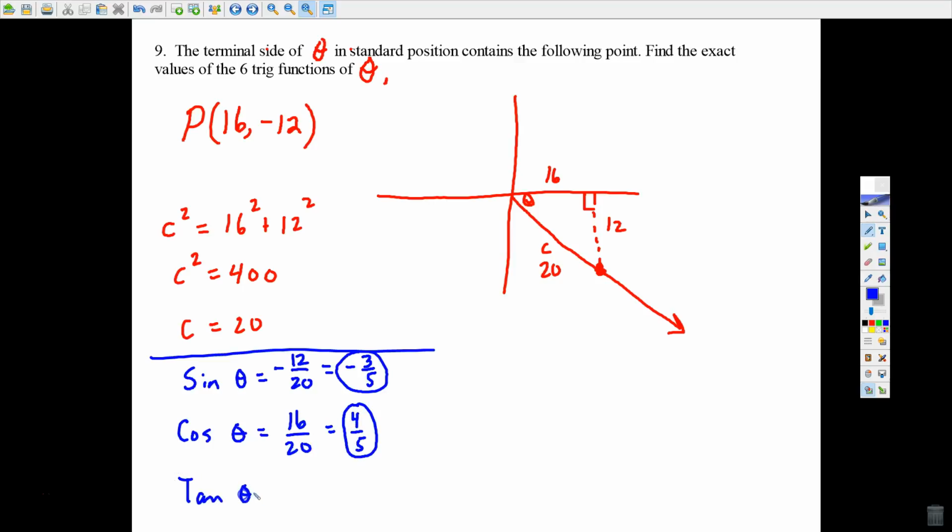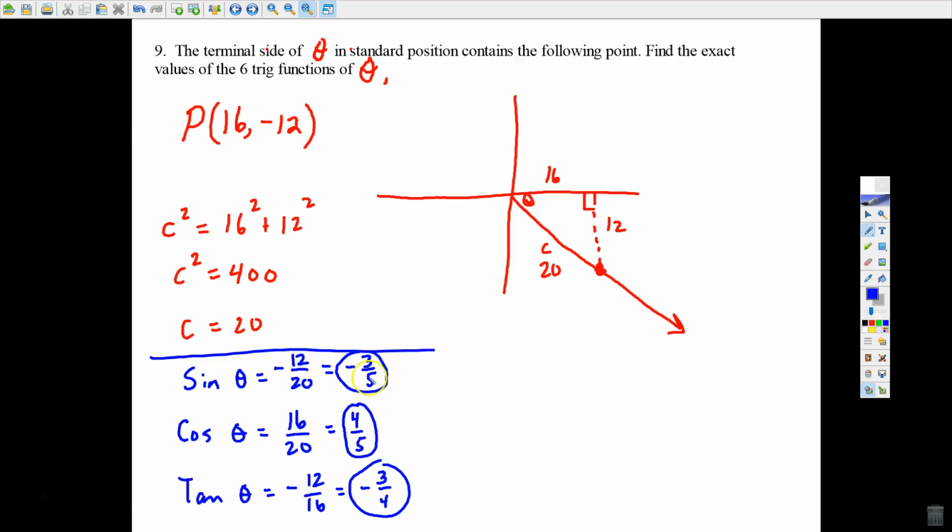And tangent is y over x, or in this case you can do opposite over adjacent, 12 over 16. And since cosine is positive and sine is negative, one of these is negative, the other positive. That means tangent has to be negative. So we start off with negative 12/16, but when we reduce, we get negative 3/4.